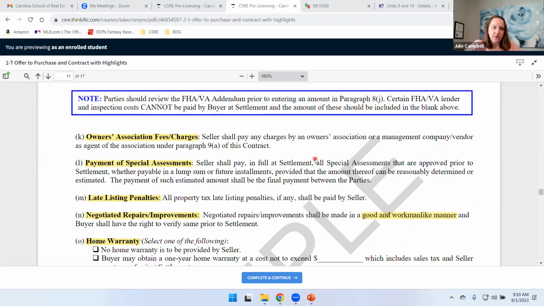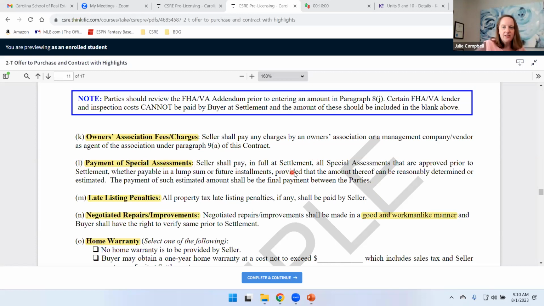Let's see. Owners Association fees. We defined special assessments in the first provision, the terms and definitions. And then when we were talking specifically about buyers, we saw special assessments again. And we saw with special assessments that the buyer is responsible for things that are confirmed after settlement. So buyer's responsible for any special assessments confirmed after settlement. Now we're talking about the seller's obligations. And we're told that the seller is going to be responsible for any special assessments that have already been confirmed prior to settlement.